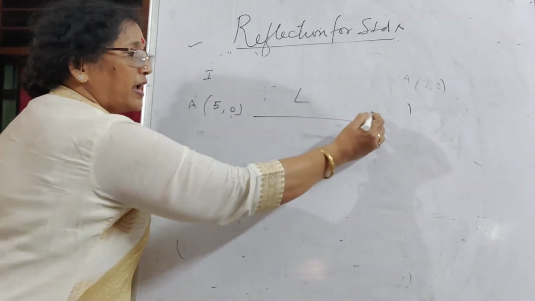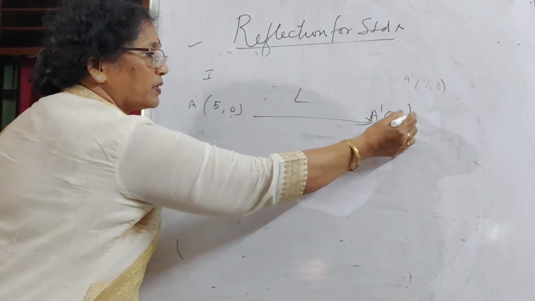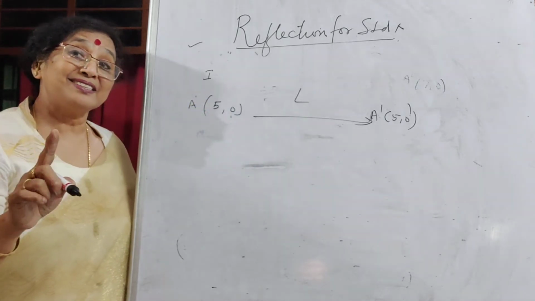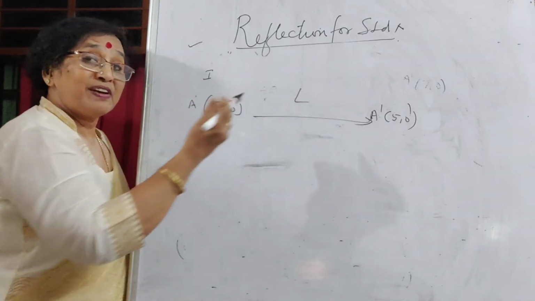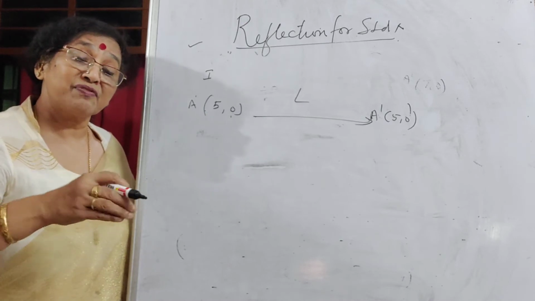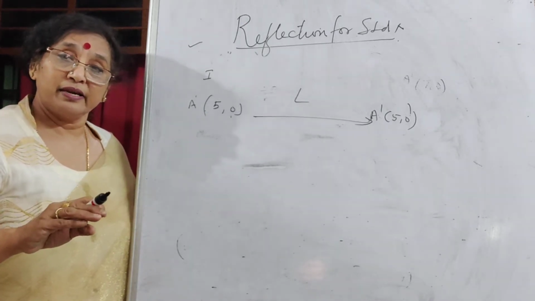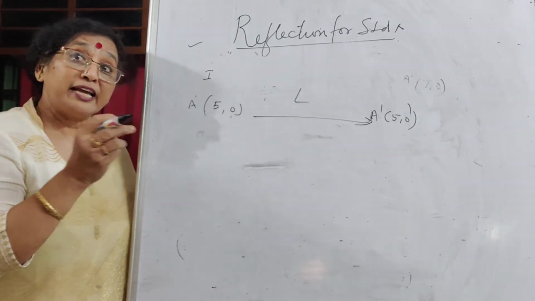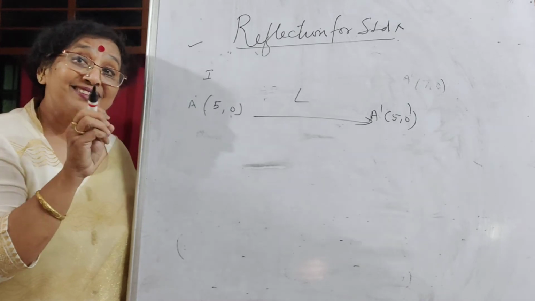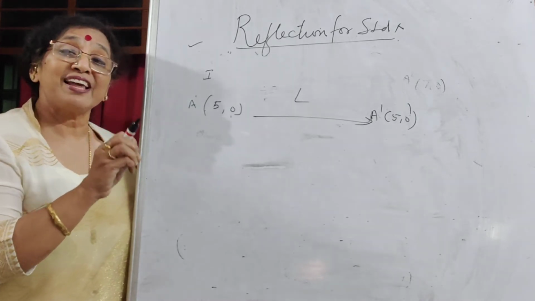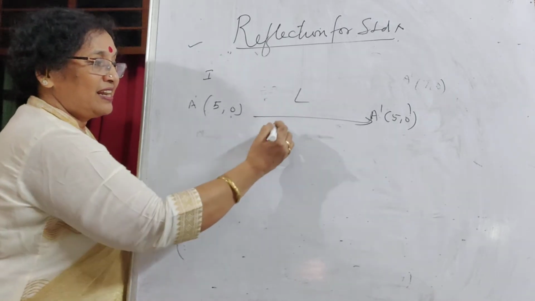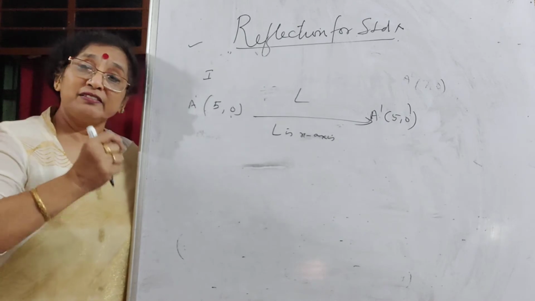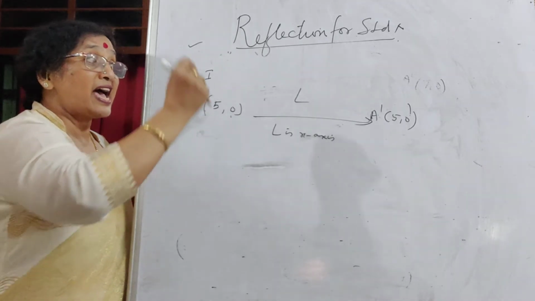A dash is also 5, 0. So 5 is not changing and we don't write a minus 0. If it's 5 and minus 5, it is changing, it becomes variant. Then you would say it's reflection in the y-axis. X will change in sign, right? But no, 5 is remaining the same and 0 you don't write as minus 0. That is the secret. That means it's reflection in the x-axis. L is the x-axis.